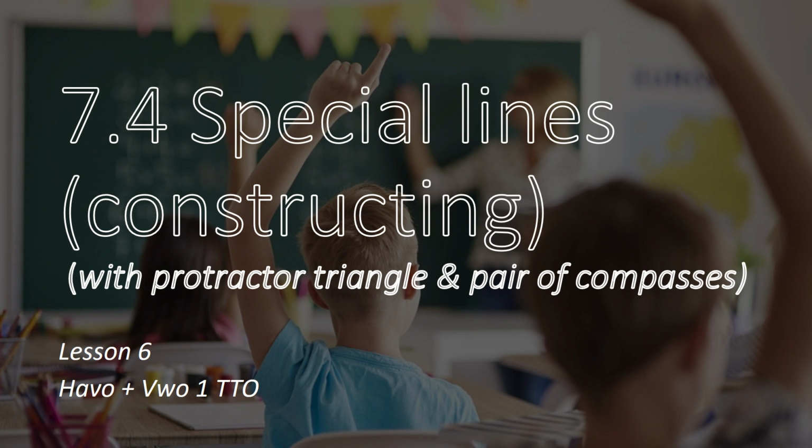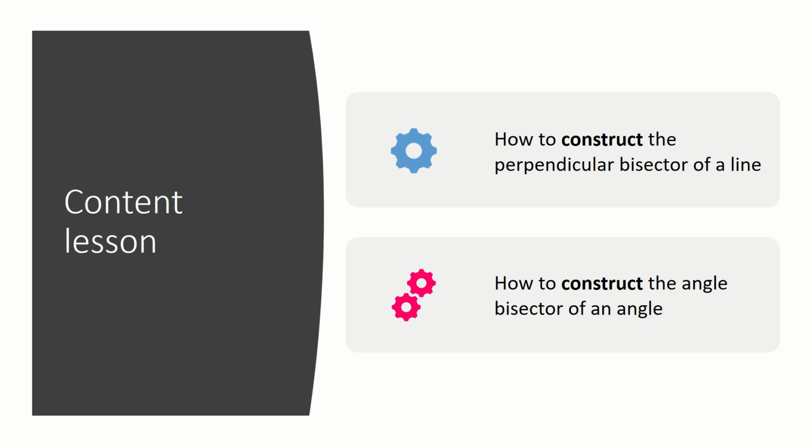The difference between drawing and constructing is that with drawing you may measure anything you like. With constructing, you are not allowed to measure anything. I did write down that you need your protected triangle and a pair of compasses. You only need your protected triangle to draw straight lines because you're not allowed to measure anything.